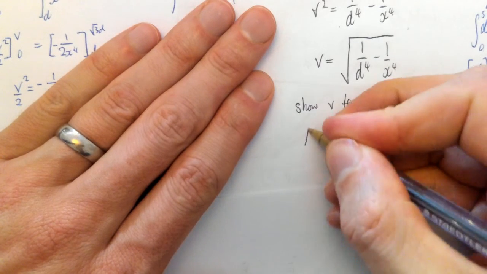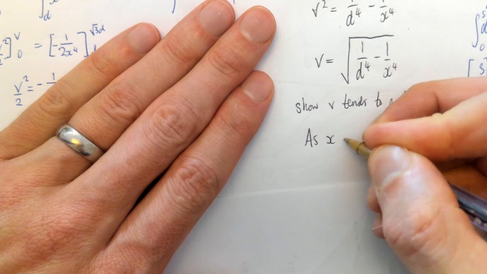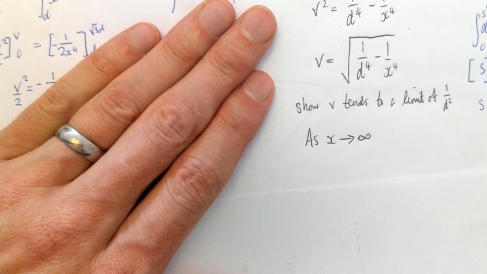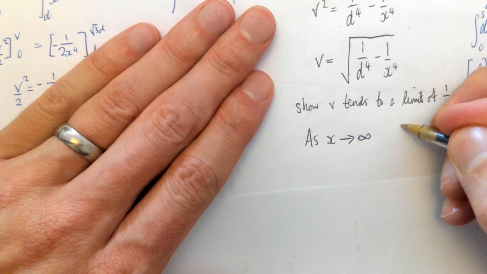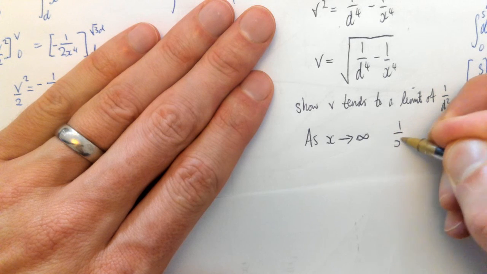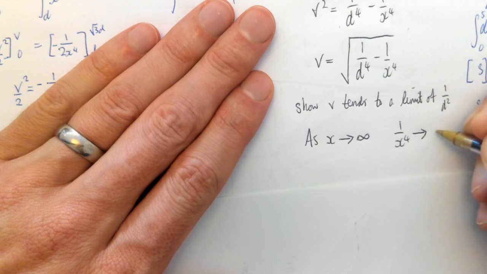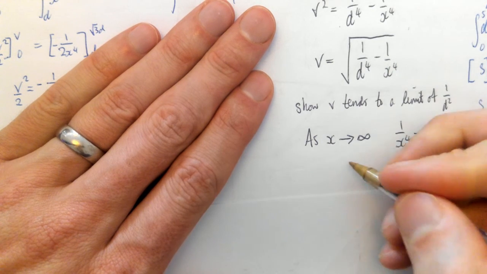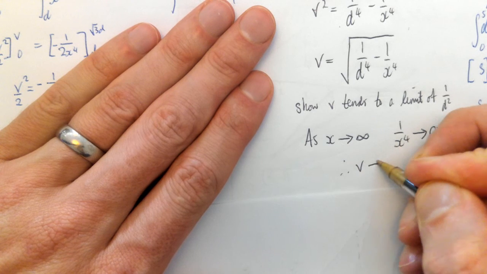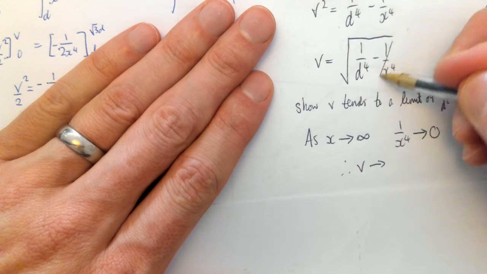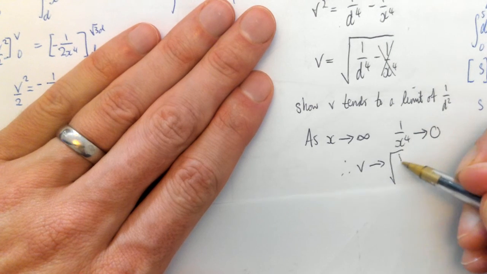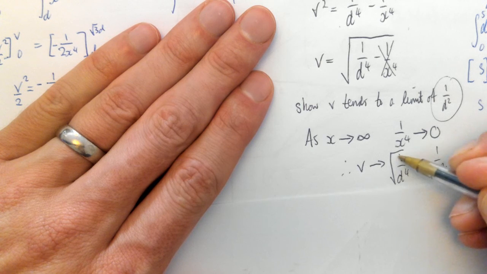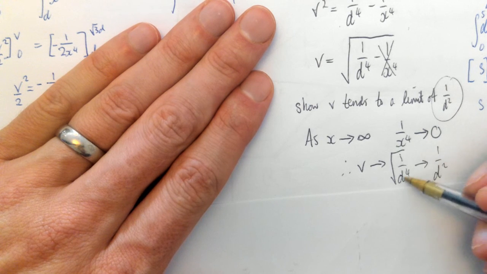Right. So as, and you'll do this in your maths course as well, you might have done it already. As x approaches infinity, i.e. as x gets bigger, 1 over x to the 4 approaches 0, doesn't it? Because the denominator is getting bigger. Okay. Therefore, v approaches. So if this becomes 0, that goes away basically. The square root of 1 over d to the 4, which is 1 over d squared. Square root of 1, square root of the rules of surds. You can separate the square root.